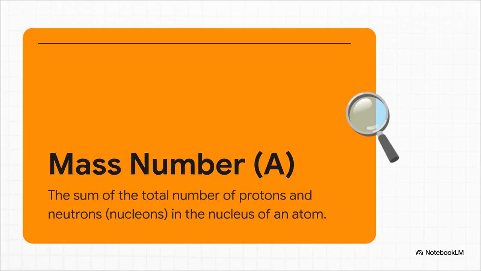Next up is the mass number, or A. Now remember, electrons are super light, almost no mass, so the whole weight of the atom comes from the nucleus. So the mass number is just the total number of protons plus the number of neutrons. It tells you how heavy the atom is.